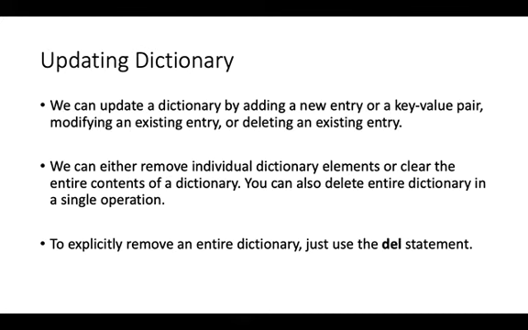So updating the dictionary. How do we update the dictionary? We can update a dictionary by adding a new entry or a key value pair, modifying an existing entry, or deleting an existing entry. We can either remove individual dictionary elements or clear the entire content of a dictionary. You can also delete the entire dictionary in a single operation. To explicitly remove an entire dictionary, just use the del statement. That is how we can update our dictionary.